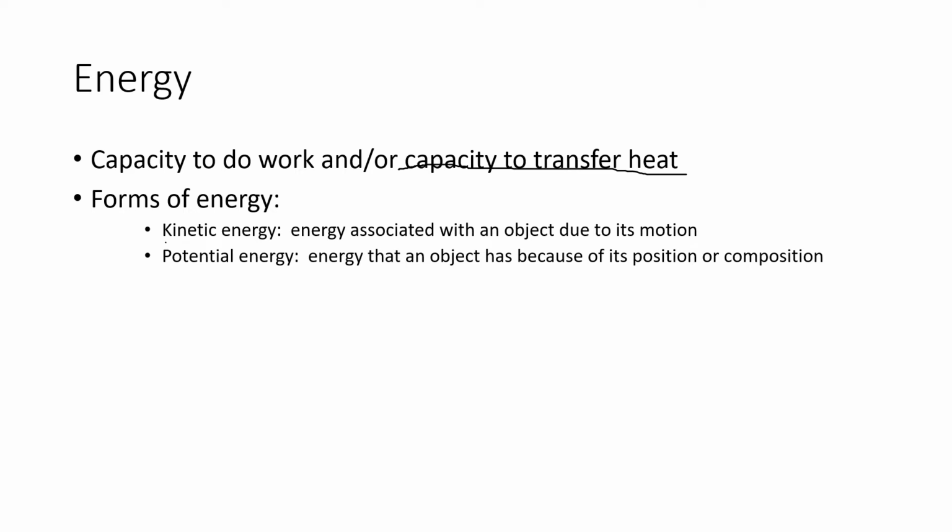So the two forms of energy: kinetic energy is energy associated with motion or movement. Potential energy is energy associated with position or composition. And we can think of that in two ways. Position. Let's talk about kinetic first.